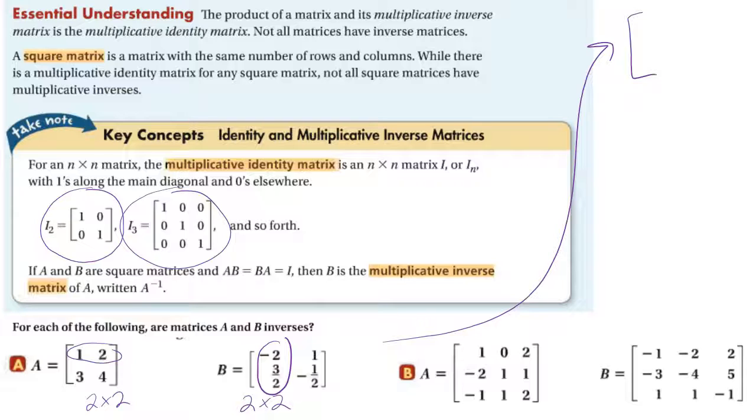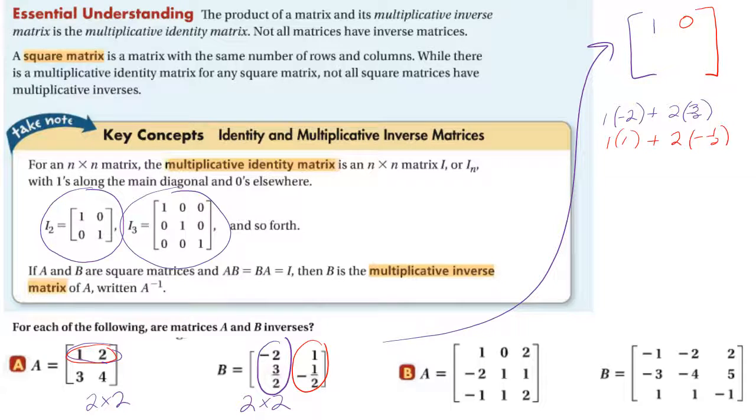So we're going to do 1 times negative 2 and add that to 2 times 3 halves. And so you get negative 2 plus 3 is a positive 1. Then we're going to do first row, second column. So row 1, column 2. So you have a 1 times 1 plus 2 times negative 1 half, which gives you a 1 minus 1, which is a 0.